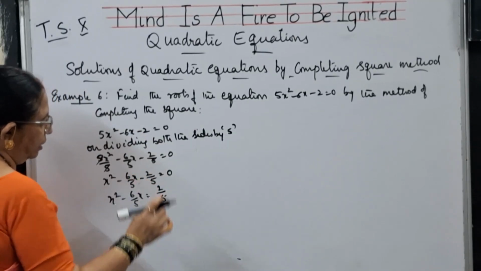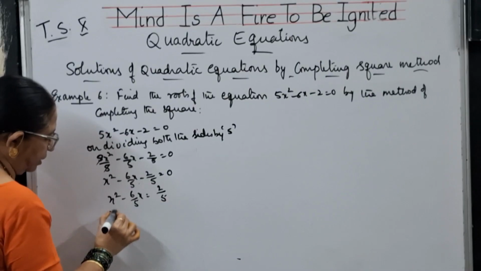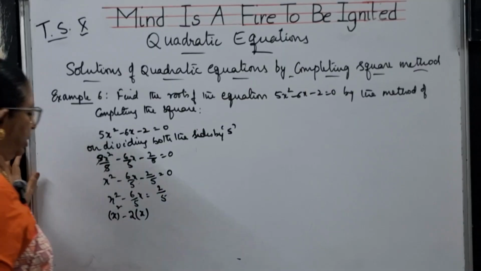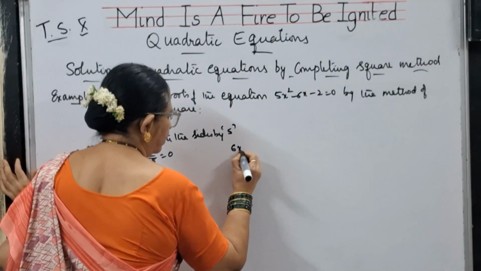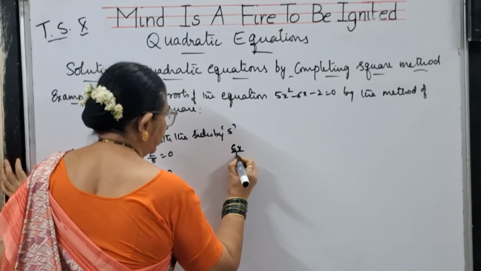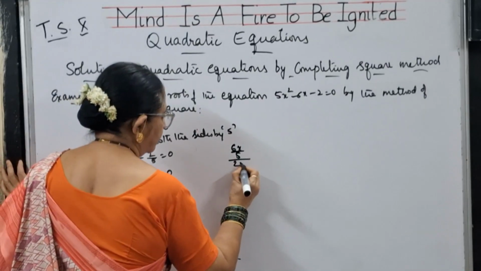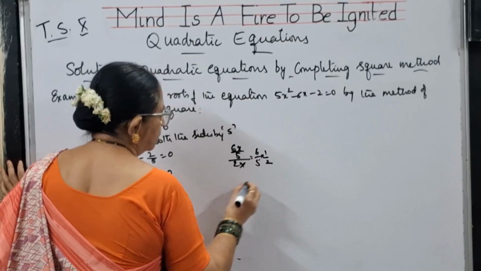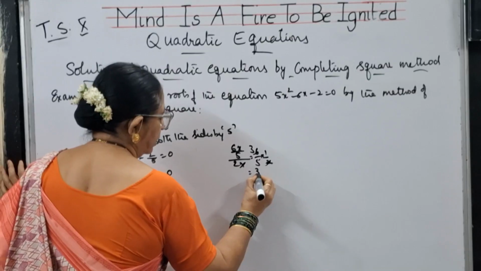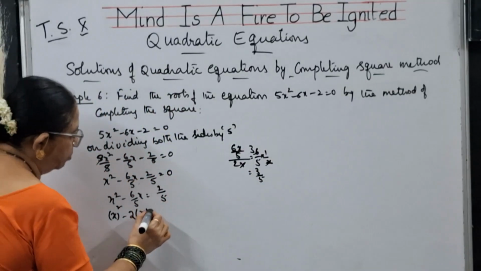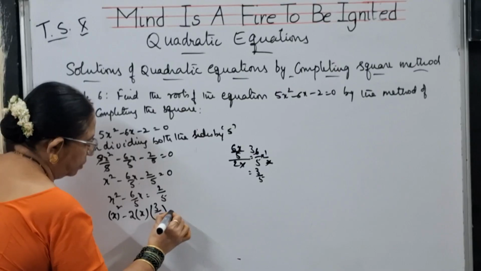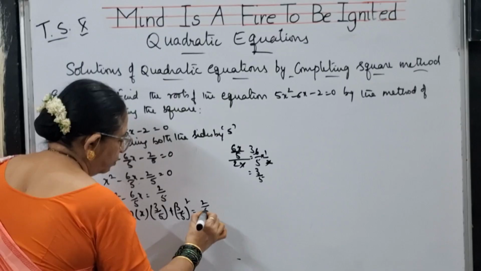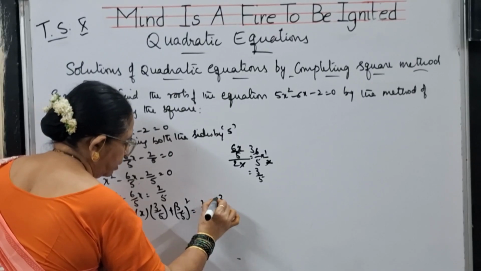Why? Minus, when it goes there, it becomes a plus. So x square minus 6 by 5x will be written as x whole square minus 2 into x into, now what is b? So 6x by 5 should be divided by 2x. So the x will be cancelled. So 6 by 5 into 1 by 2, that is 2 ones are 2, 2 threes are 6. You are getting it as 3 by 5. So b is 3 by 5. So this plus 3 by 5 whole square is equal to 2 by 5 plus 3 by 5 whole square.